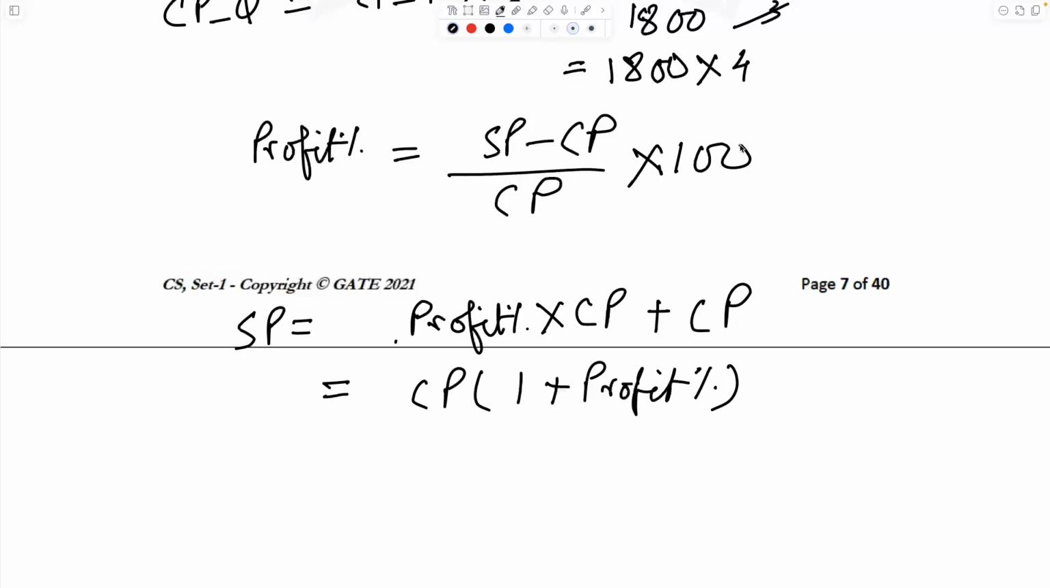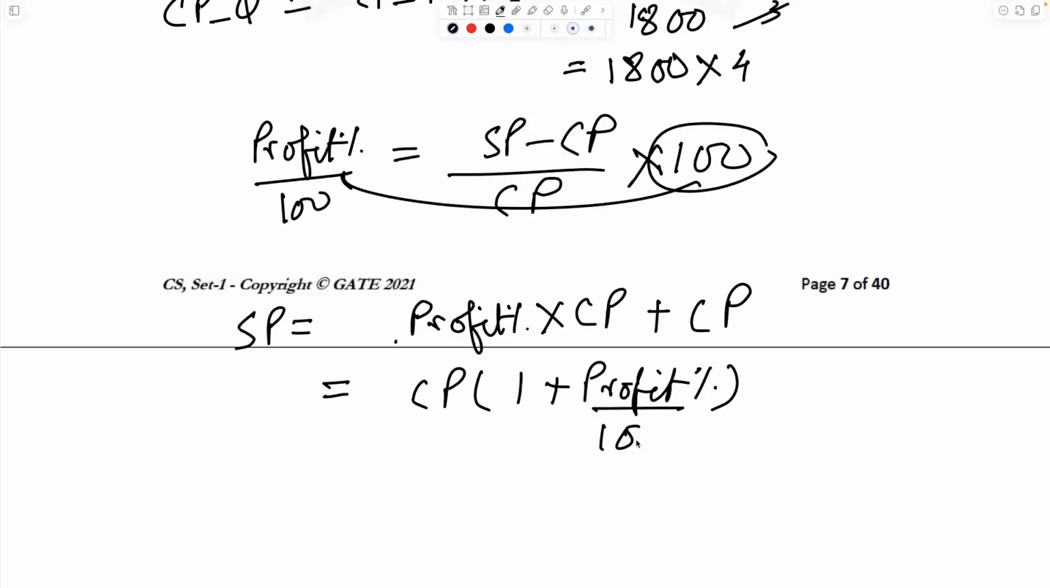It's a very big blunder actually, because if I were to take this to the left hand side, it becomes 1 by 100, right? And from that, if I were to multiply Cp over here and then add Cp over here, this 1 is going to divide by 100. This profit percentage, this part is going to be divided by 100, right? With that being present, let's apply the values, and we can directly find the answer.